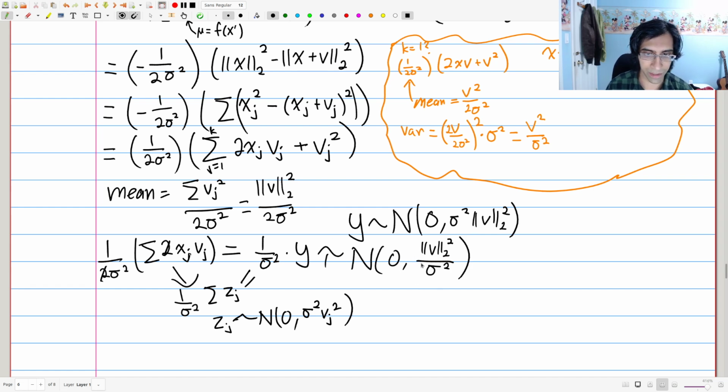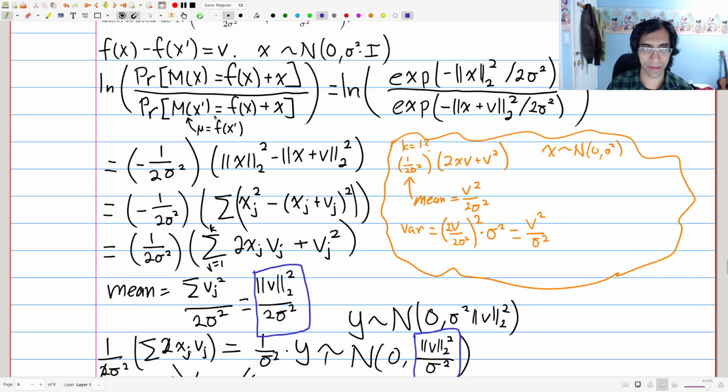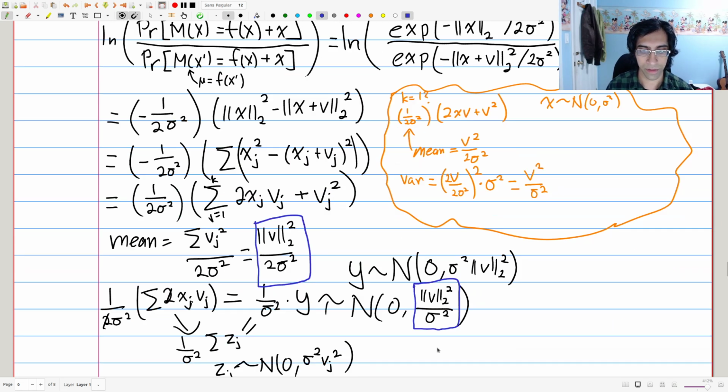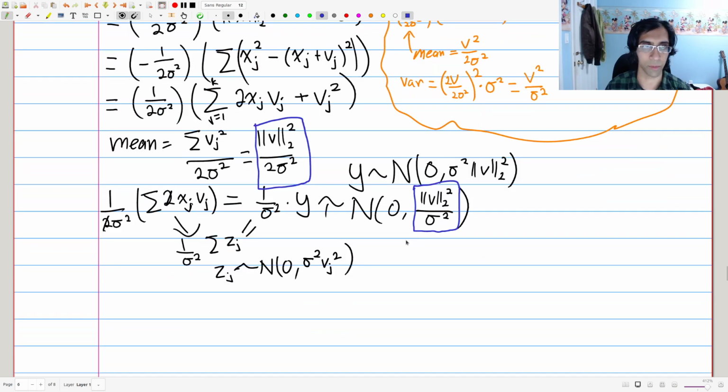It got a bit messy in the end here, but let's take a look. Let me highlight the important parts in, say, blue. We showed that this random variable has mean equal to the L2 norm of v squared divided by 2 sigma squared, and a variance equal to essentially the same thing up to a factor of 2. This is exactly what we were trying to do in the first place. That was the claim in the lemma. So we proved that it has the appropriate distribution, and we are done.